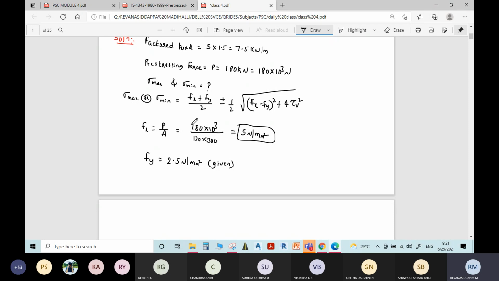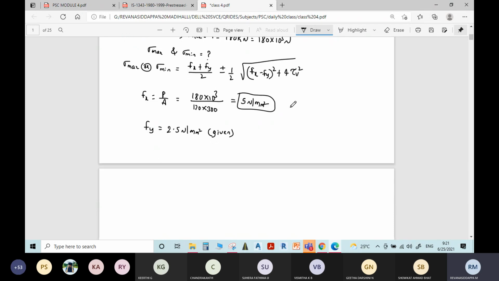Then what we need is tau v, the shear stress. To find the shear stress, we have the formula: tau v is equal to Vu into A y bar divided by I b. First, we need the shear force. To find the shear force, you write a small figure here.